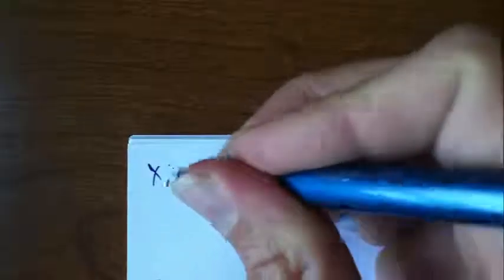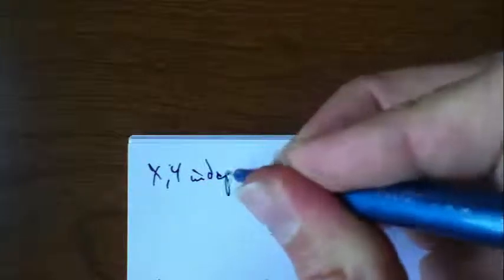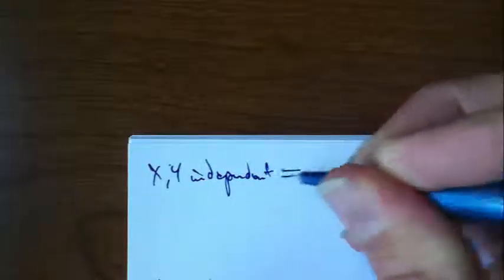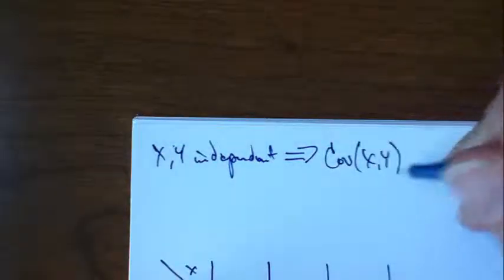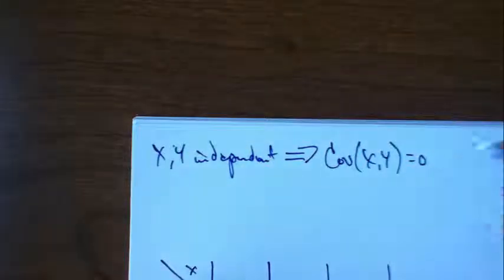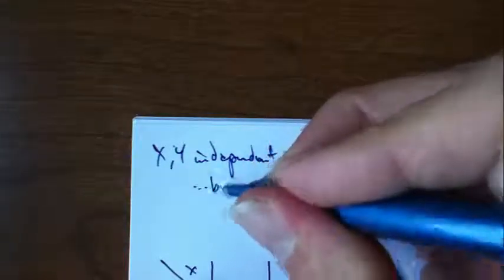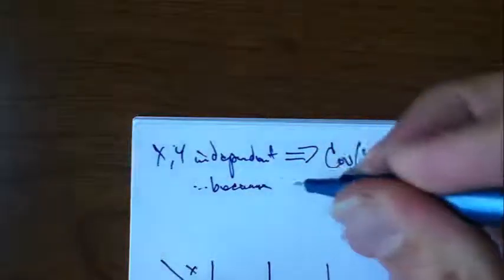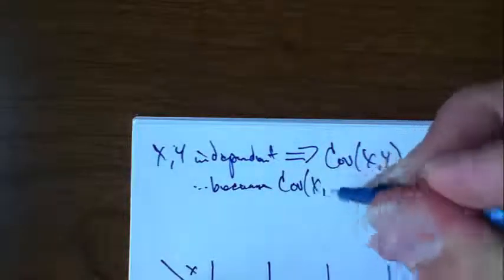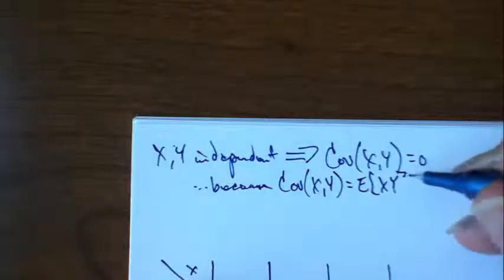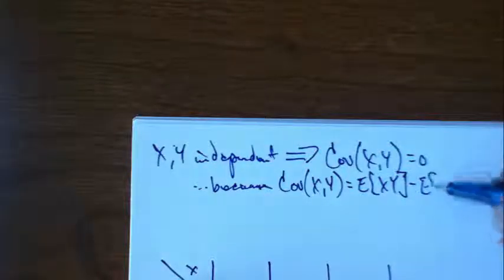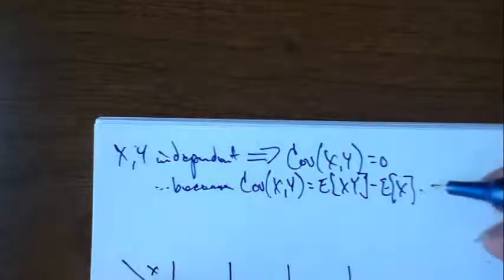One last thing about covariance. It turns out that if X and Y are independent, then this implies the covariance of X and Y is 0. That can be seen because the covariance of X with Y is the expected value of X times Y minus the expected value of X times the expected value of Y.